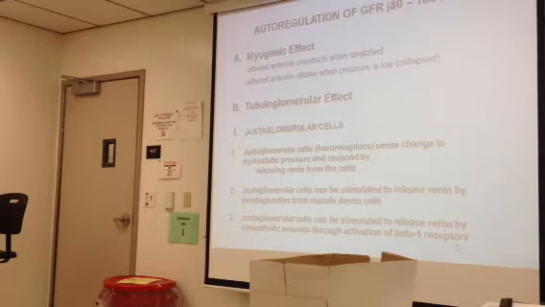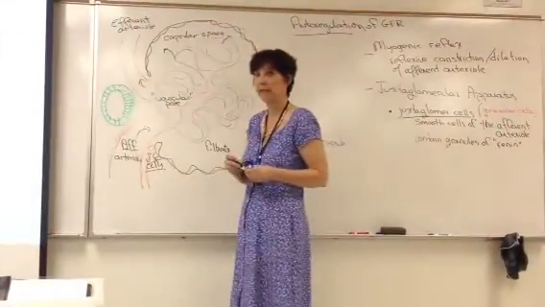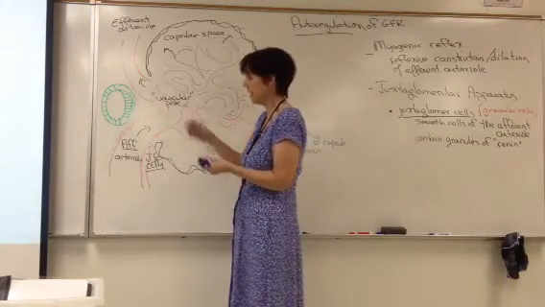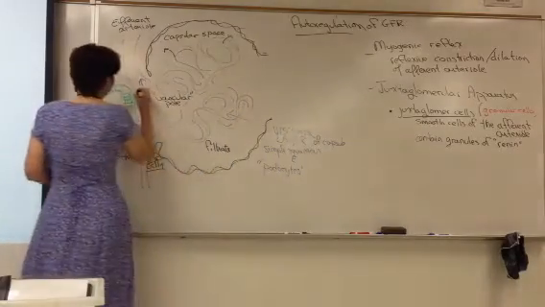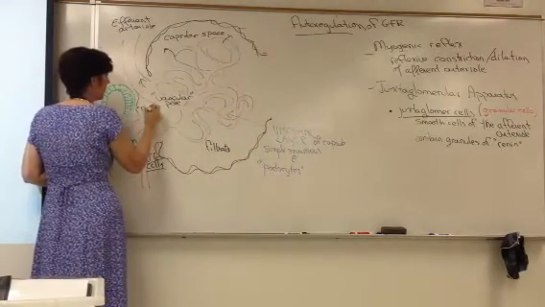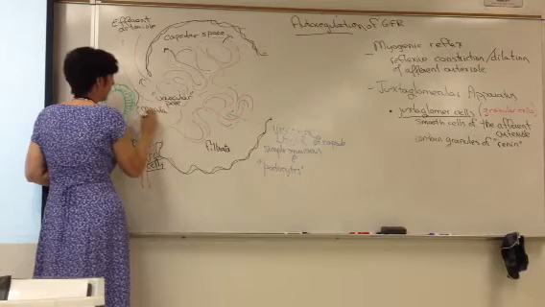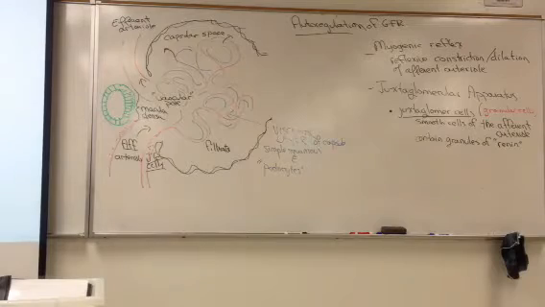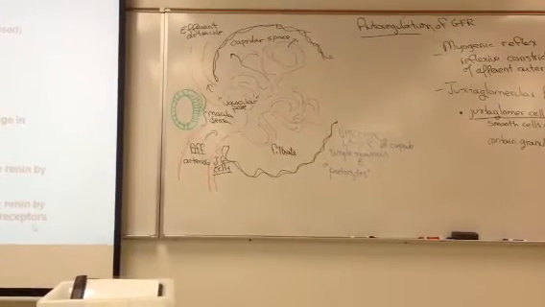So these are the granular cells, or JG cells. The other component are these cells that you see here facing the capsule, and these cells are known as the macula densa. Macula meaning spot, and densa meaning dense. Because those nuclei are so close together, they form a dense spot.